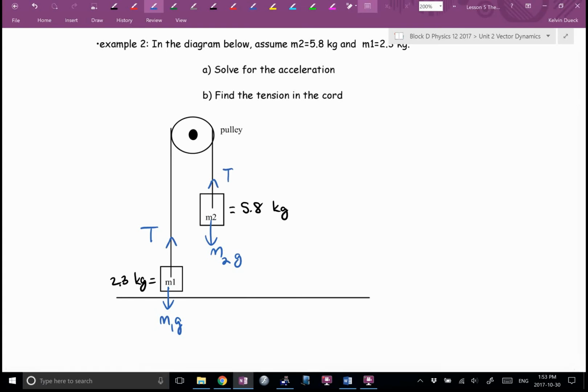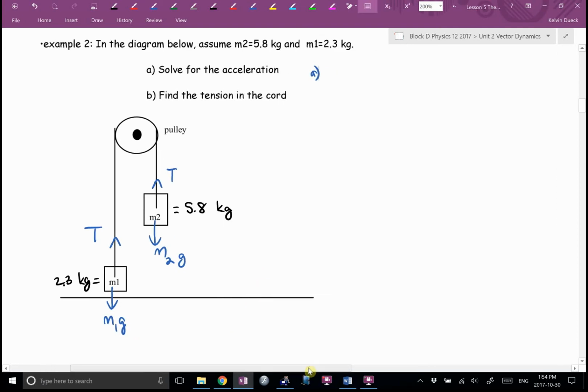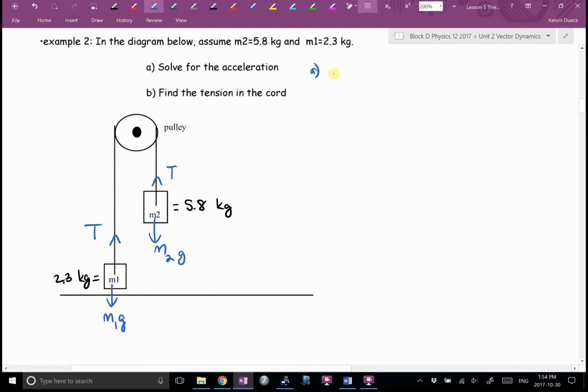Who's winning? And this is where I have to ask you just to kind of use your Sesame Street imagination. It's got to be the heavier mass. There's no way the 2.3 lifts up the 5.8. I think the 5.8 pulls down the 2.3. Yes? So anything that ends up on the right pointing down is going to be winner plus. Anything that ends up on the right pointing up is going to be loser minus. So M2G.